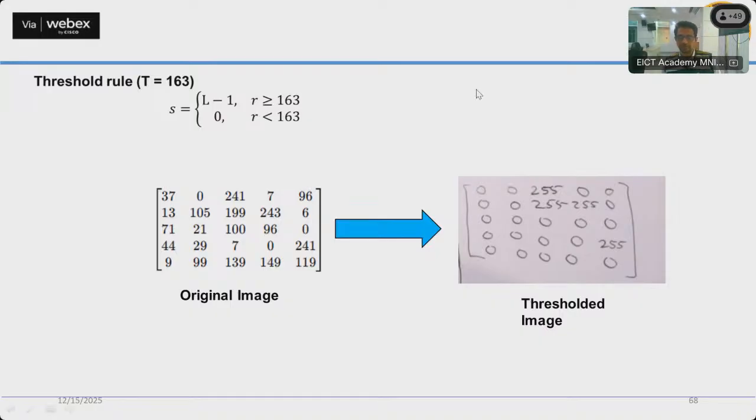Can we proceed further? I think I am going a bit faster, but since they are numericals, I am quickly going through it. So when thresholding is given, there is no negative. Fine.